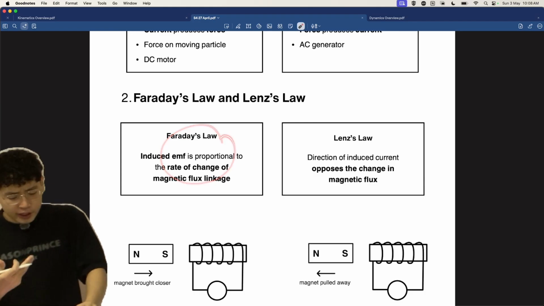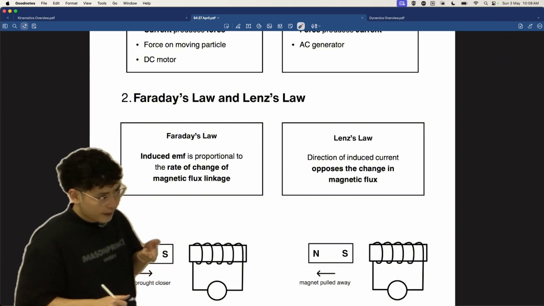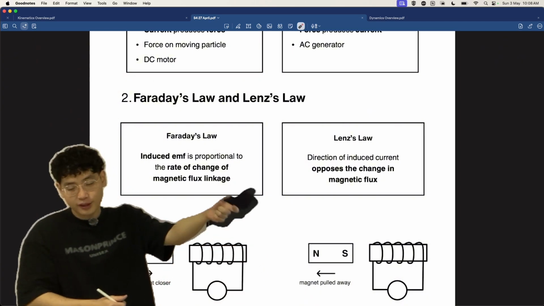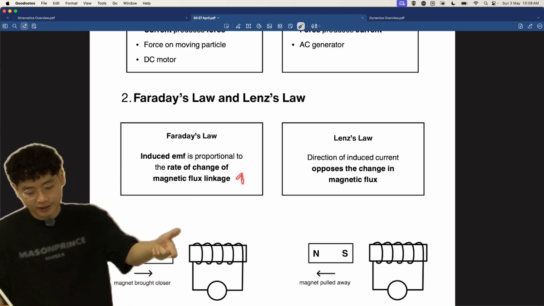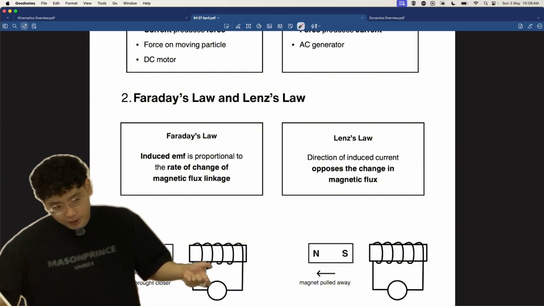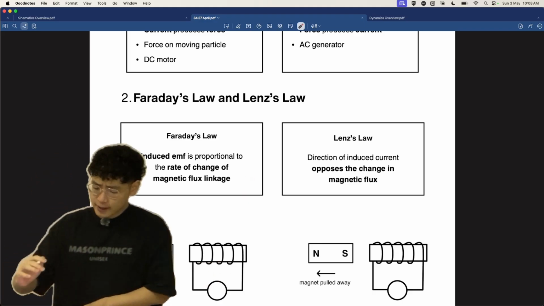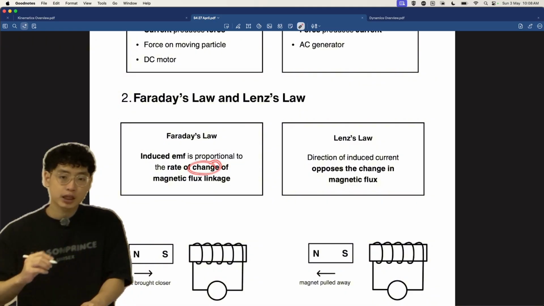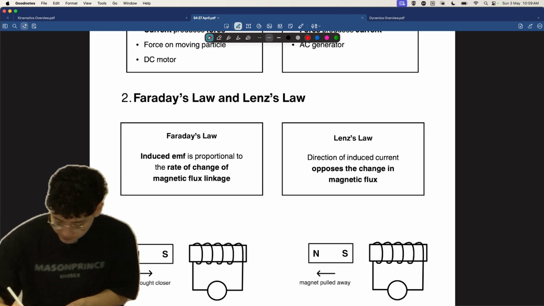Faraday's law, very easy. Induced EMF is proportional to the rate of change of flux. Right? Basically, Faraday's law says that if I push the magnet faster, the EMF is bigger. Right? Because the flux changes faster. If I push the magnet very slow, the EMF is smaller. So Faraday's law says that the faster the change in flux, the bigger the induced EMF. Right, that's Faraday's law. Maybe you can just write down as a note.